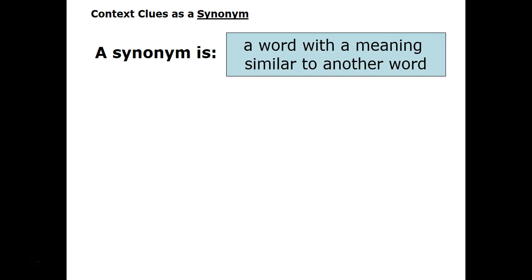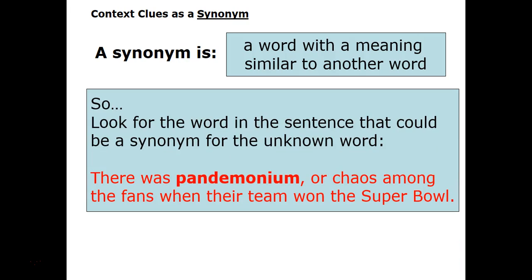Again, a synonym is a word with a meaning similar to another word. So if you look for a word in the sentence, that could be a synonym for the unknown word. So say you were looking for the word pandemonium. The sentence was, there is pandemonium or chaos among the fans when their team won the Super Bowl. So whenever it has the word and then a comma and says or, a lot of times the next word is going to be the synonym. It's going to be another word that means the same thing. So in this case, pandemonium means chaos, which is like a whole crazy scene.